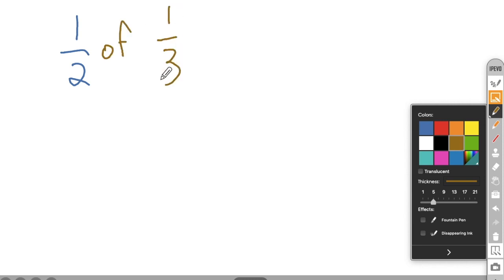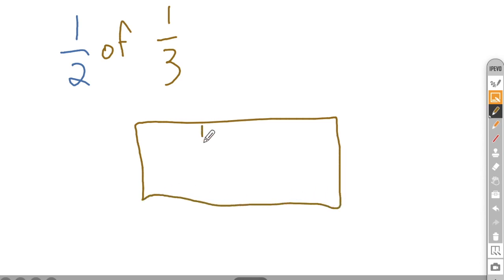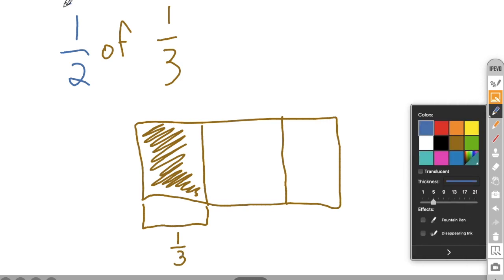To do this, I am first going to draw out my brownies. Here's my brownie batch. And I'm going to cut it into thirds because it is cut into thirds there. Now I'm going to shade in that 1/3 that I have. It helps me to label, to keep track, 1/3. Now what I'm going to do is take this 1/2 and cut my pieces in half, like that, okay?